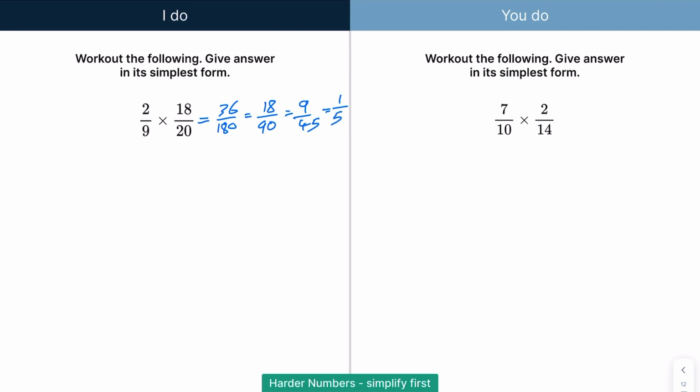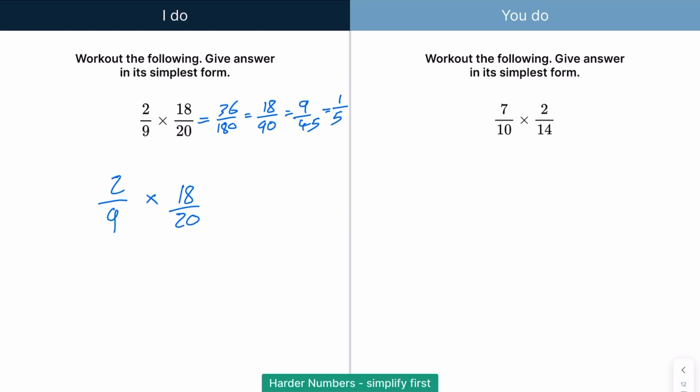Now, that's one way of doing it, but another way of doing this would be, if I just write that down here again, 2/9 times 18/20. Now you can cancel any top number with any bottom number. So I can see that this fraction can be simplified. That's one way of doing it. Or you can simplify the 18 with 20 or the 18 with 9.